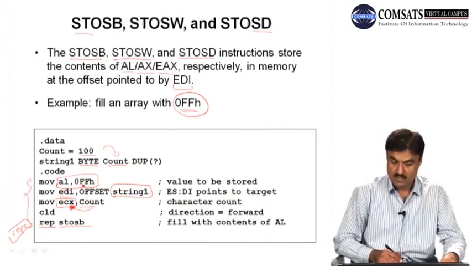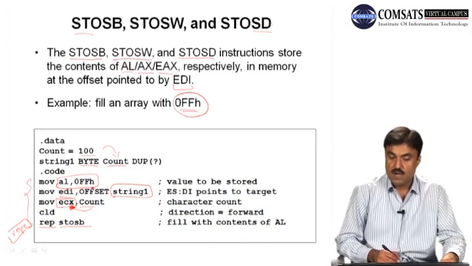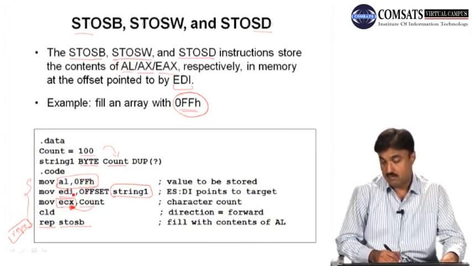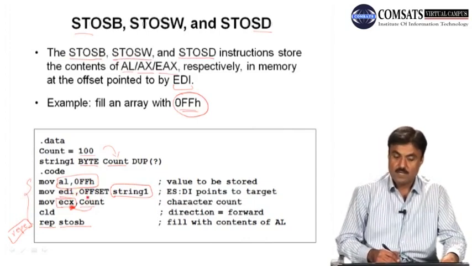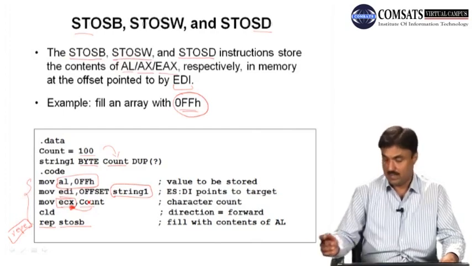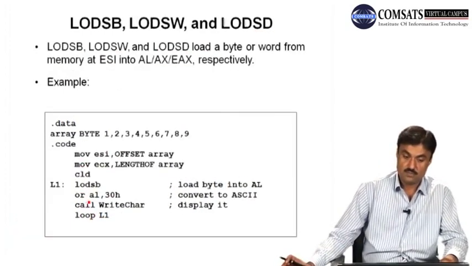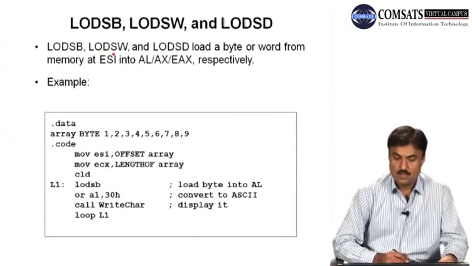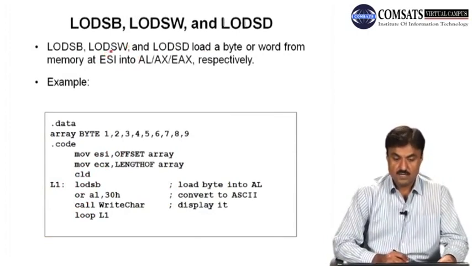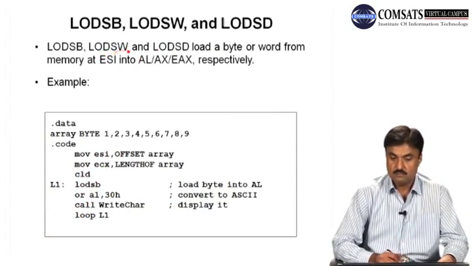This is the byte value inside the AL. So the byte value will be stored wherever the EDI is pointing, and it will increment EDI up to this number of counts, and it will fill the whole array with the value FF, and so on.